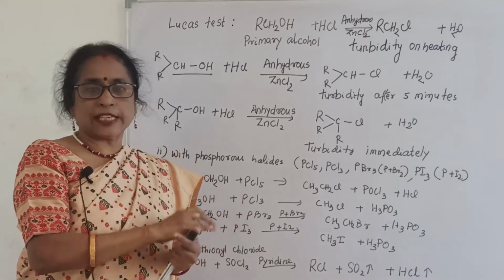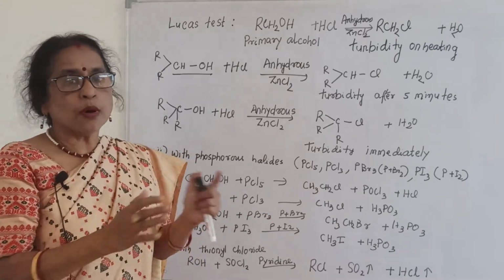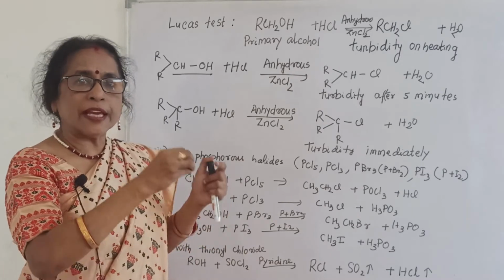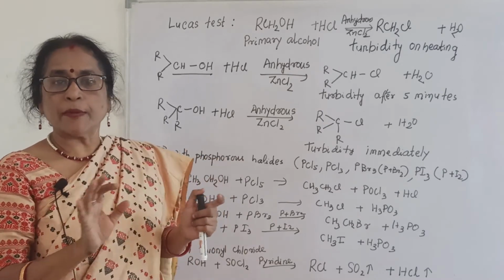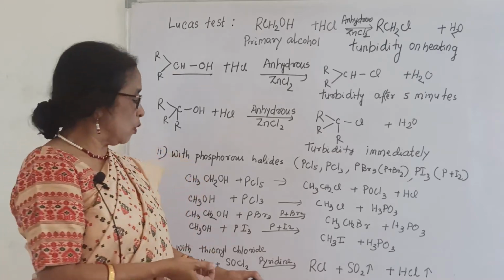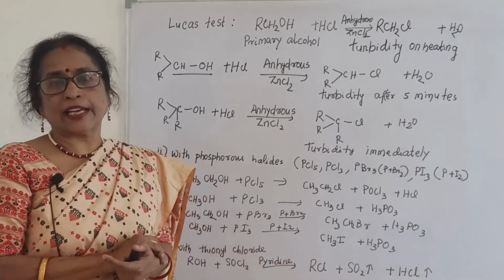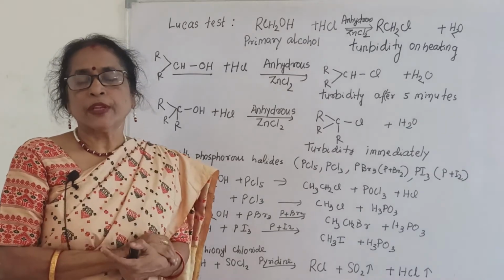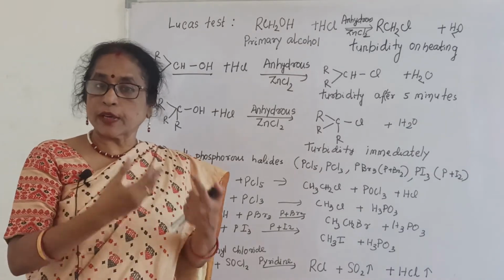Remember, SO2 is a gas, HCl is a gas, both are gases. So both can be removed easily, without any problem. What is then remaining? Only RCl, the haloalkane, in pure form.